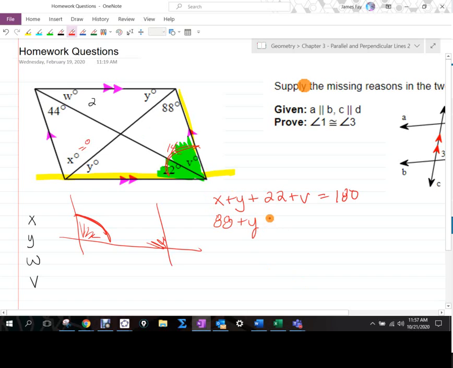Y is what we're looking for. And v was 44. So then we can go ahead and say, okay, well, that's 110, 154. So then y is going to be 180 minus 154.